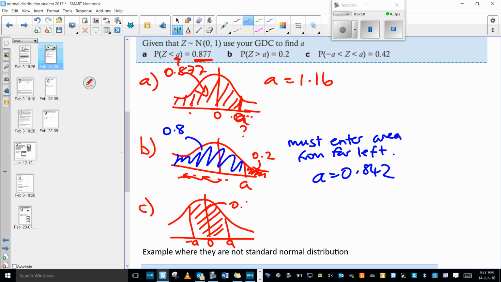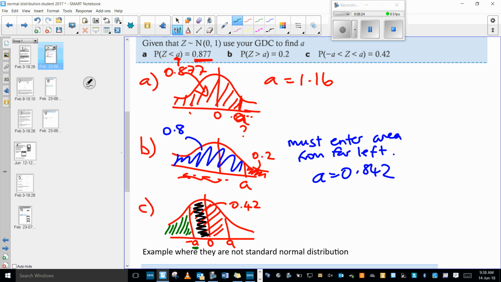Again, we have to enter the area from the far left. So at this point we can choose. I would suggest probably trying to find the negative one, which means we need to enter this area here. So what we have to do is establish what this portion here is, probably the best way of doing it. So what would the black part be?